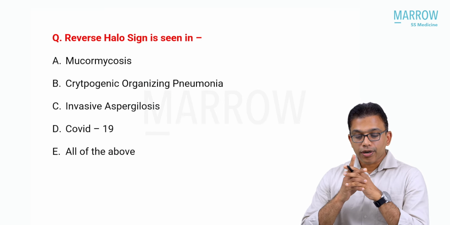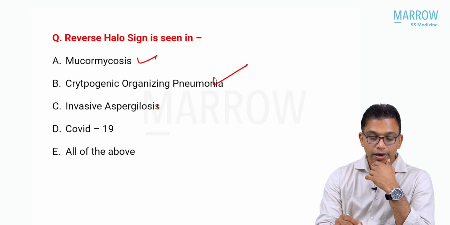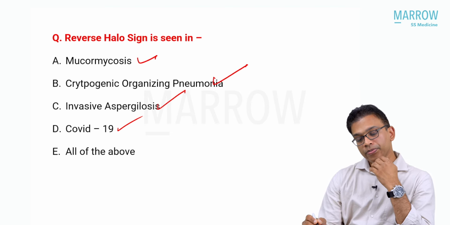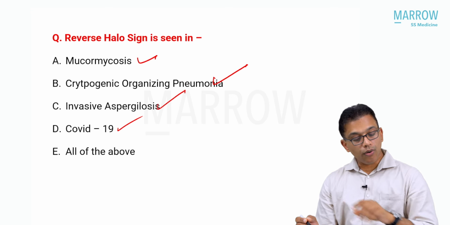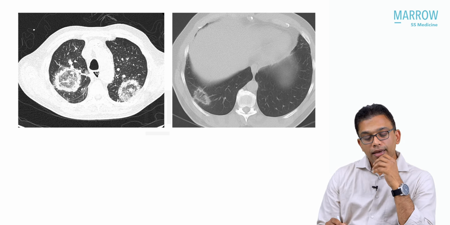Reverse halo sign is seen in mucormycosis, cryptogenic organizing pneumonia, invasive aspergillosis, COVID-19. It is a sign described in all these conditions. The answer is all of the above. So what is reverse halo sign?